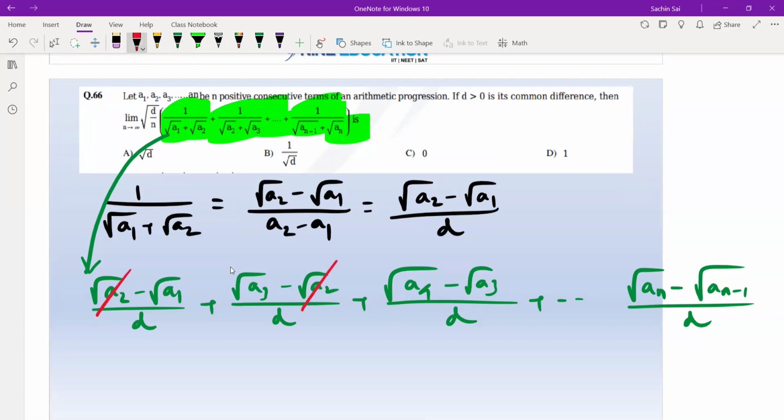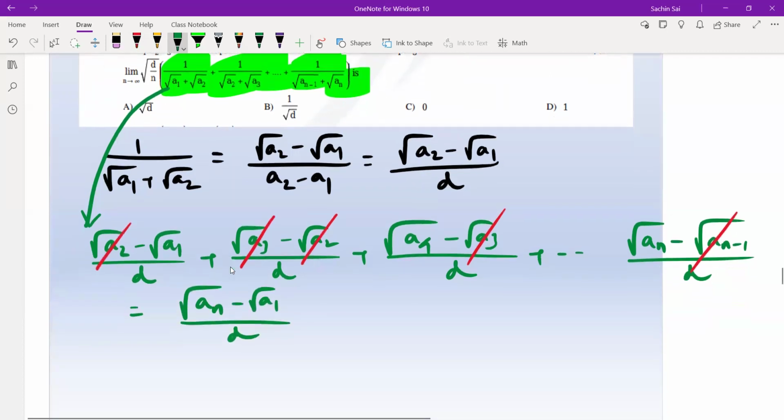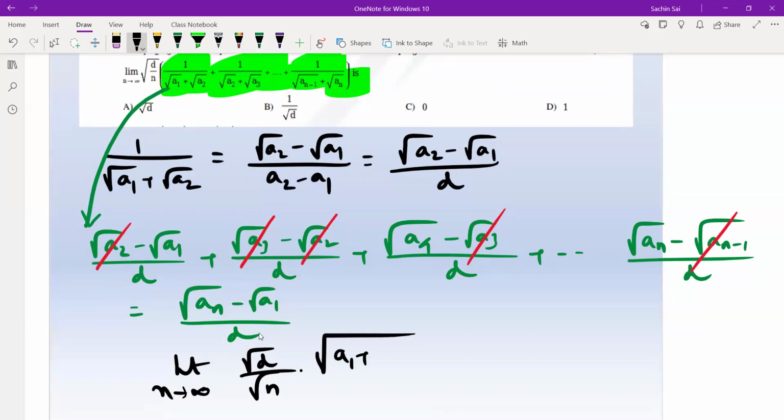Root a2 will get cancelled out, root a3 will get cancelled out, and so on till only 2 terms remain, right? So this summation will be root an minus root a1 divided by d, which means your required summation here, the required limit here, is limit as n tends to infinity of 1 by square root d times root n times root over a1 plus n minus 1 times d, right? Minus root over a1, whole divided by d.